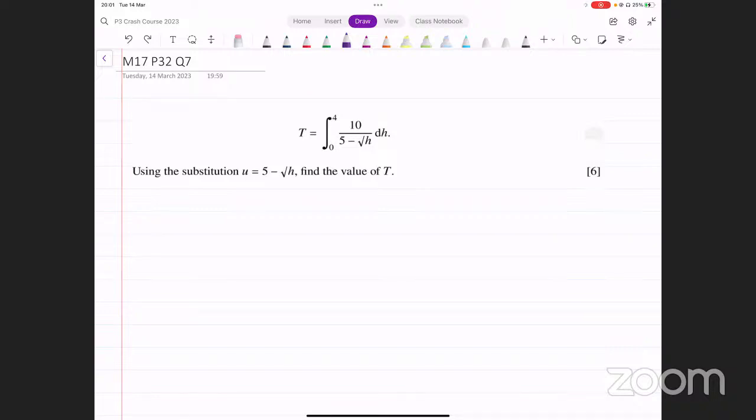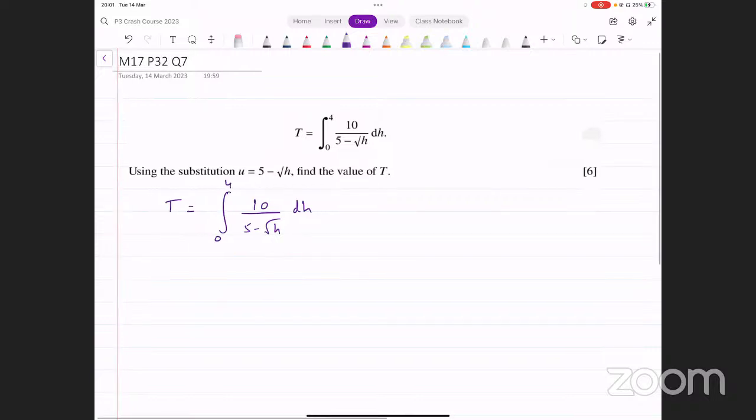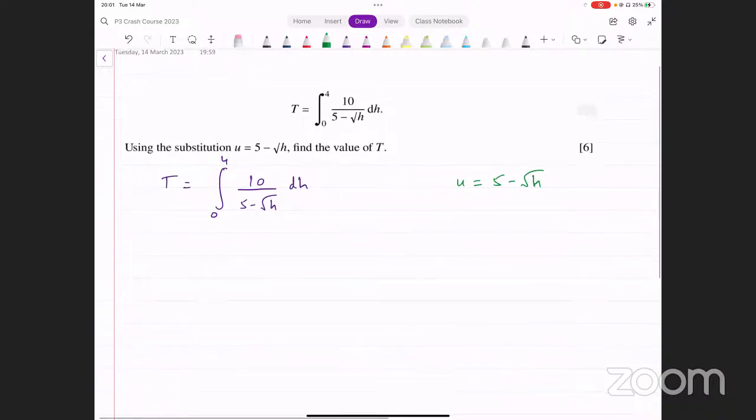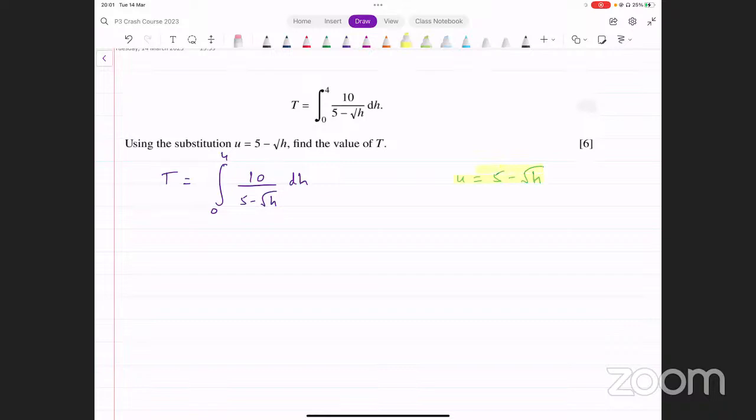So the integral looks like this: 10 over 5 minus square root of h with respect to h. That's what we need to integrate. The limits are from 0 to 4. The substitution that they've given is u equals 5 minus square root of h. That's the substitution that we have to use. That means in the denominator here, we could just write u in place of this. So in the denominator, you'll just have u. Now, what about dh? We need to figure out what dh is going to be replaced with.